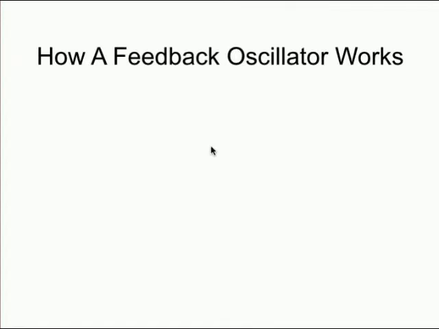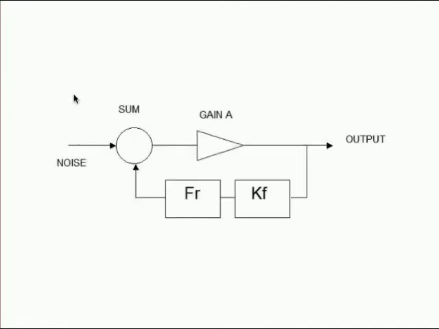Right, so before we go and actually derive Leeson's equation, we need to consider exactly how an oscillator works, and so this is what we're going to do here in this video. This is a block diagram of the feedback oscillator we're going to look at. Here is a sustaining amplifier. The output of the amplifier is fed out as the output of the oscillator.